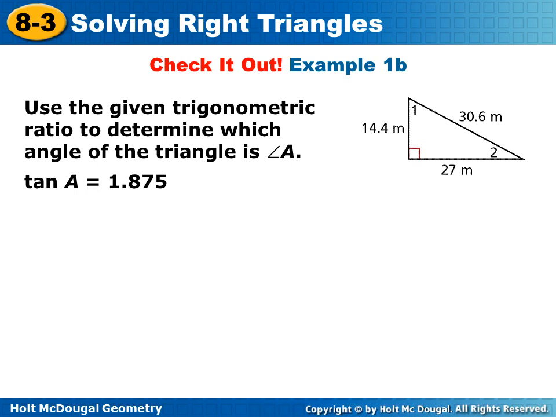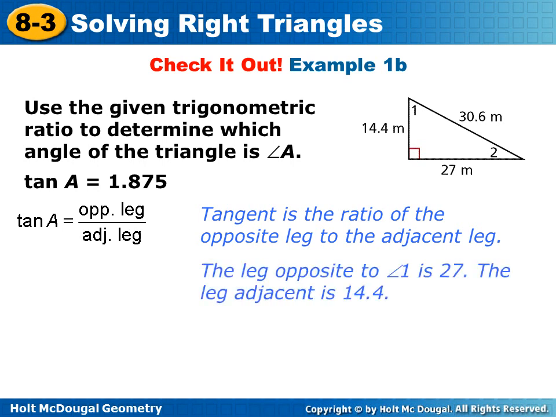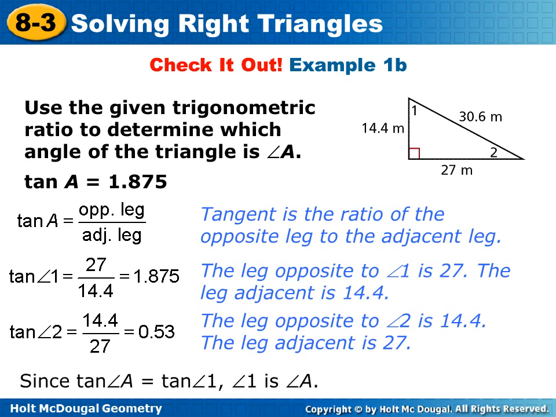We're going to use the given trigonometric ratio to determine which angle of the triangle is angle A. Here we have tangent this time, so we're going to say tangent A equals 1.875. Tangent is opposite over adjacent. The leg opposite angle 1 is 27, and the leg adjacent to angle 1 is 14.4. So tangent of angle 1 is 27 over 14.4, which is 1.875. The leg opposite angle 2 is 14.4, and adjacent is 27, which is equal to 0.53. Since tangent of angle A is equal to tangent of angle 1, angle 1 is angle A.